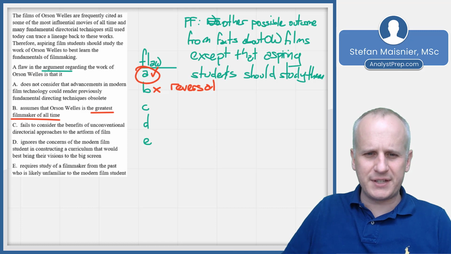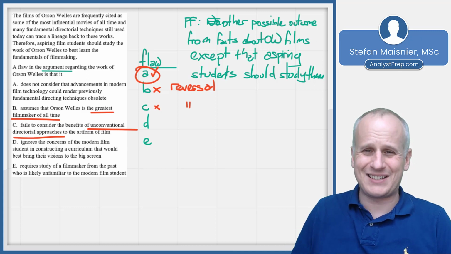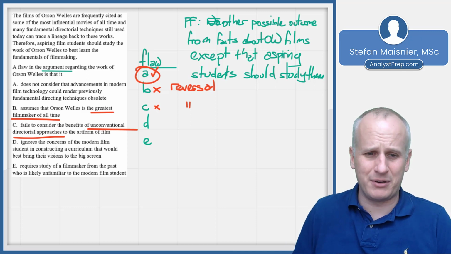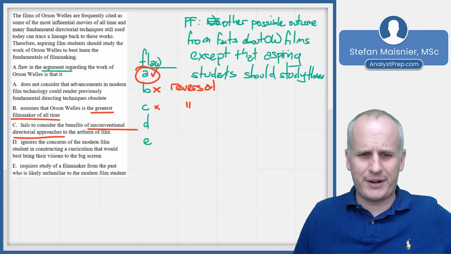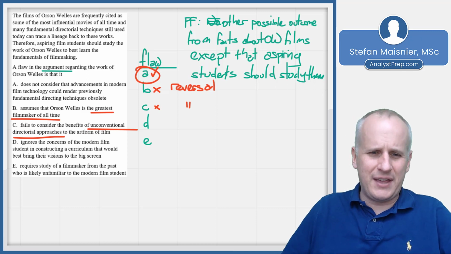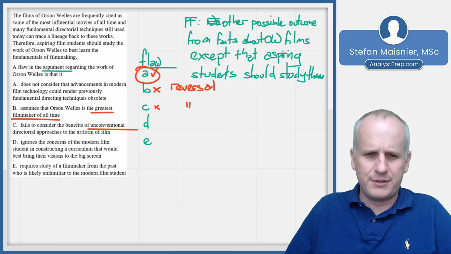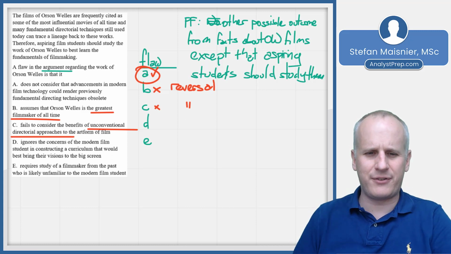Then choice C fails to consider the benefits of unconventional directorial approaches to the art form of film. Well, again, that's just not in the argument at all. So that's by default a task reversal because that's not a problem with the argument. There's nothing about unconventional directorial approaches. If anything, they may not be relevant because we're clearly talking about the fundamentals, not necessarily the unconventional approaches. So C would get eliminated for that reason.